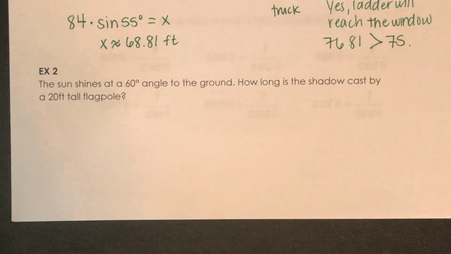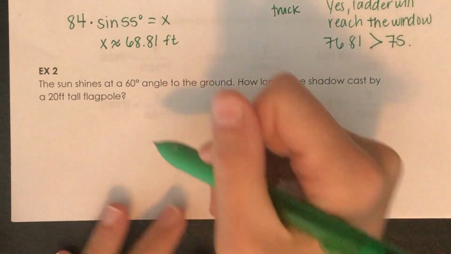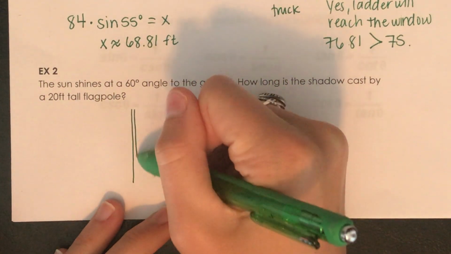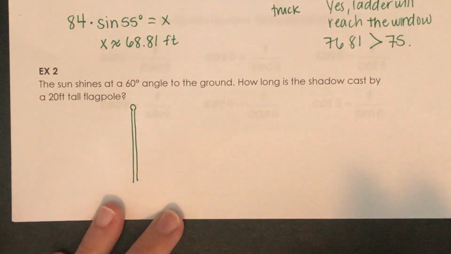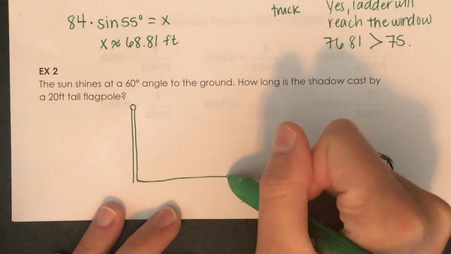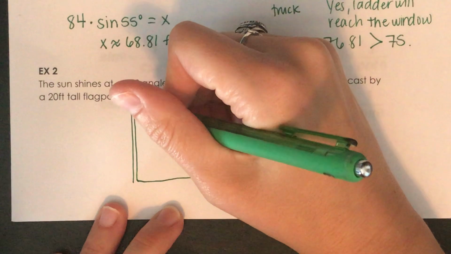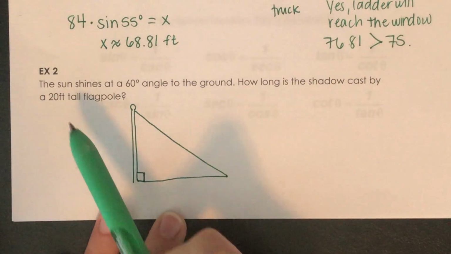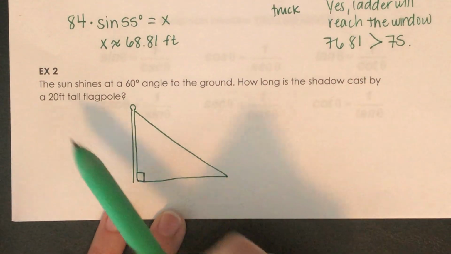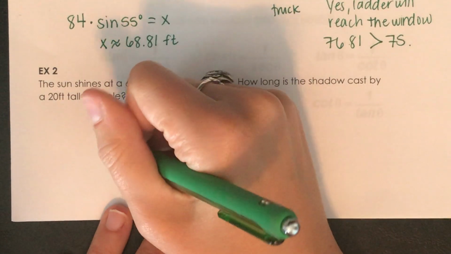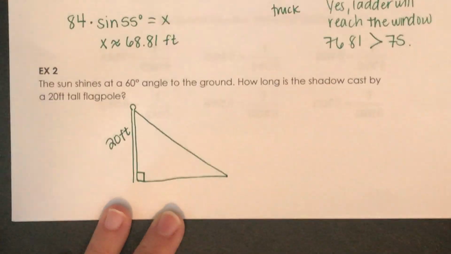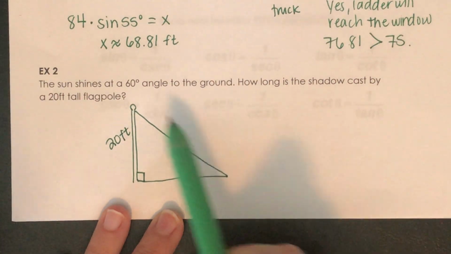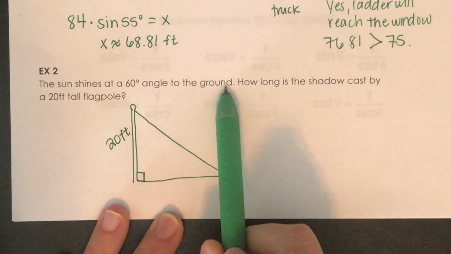The sun shines at a 60-degree angle to the ground. How long is the shadow cast by a 20-foot tall flagpole? Okay, so here's my flagpole, right? Here would be the shadow of my flagpole. And here's where my right triangle comes in. So this is a 90-degree angle. I know that the flagpole is 20 feet tall. Okay. I also know that it shines at a 60-degree angle to the ground.